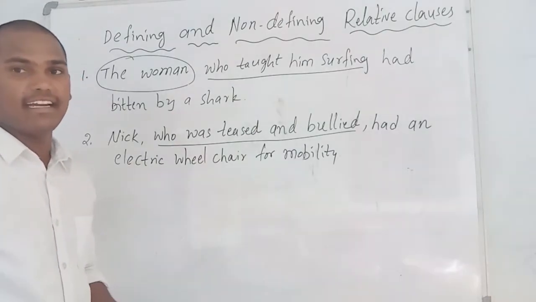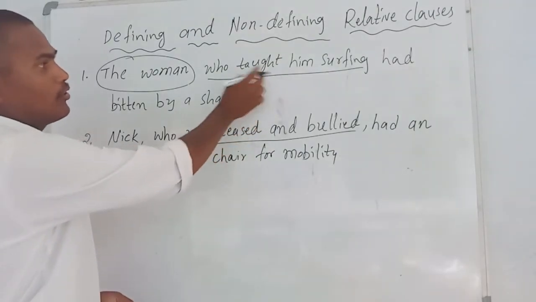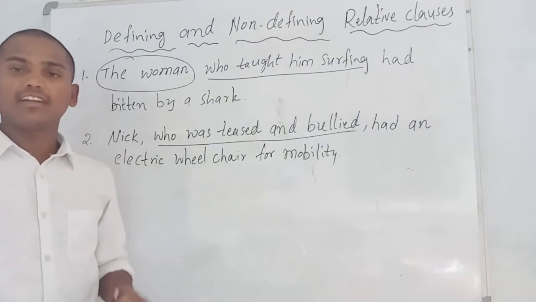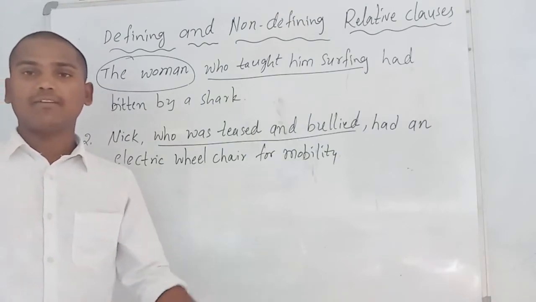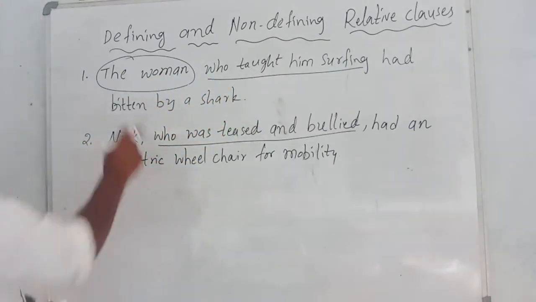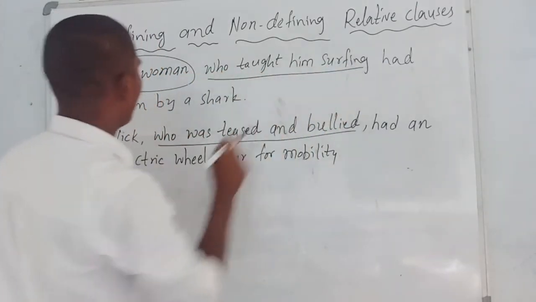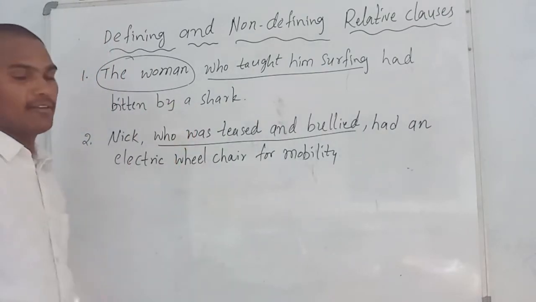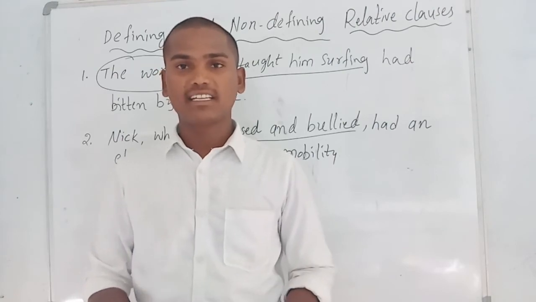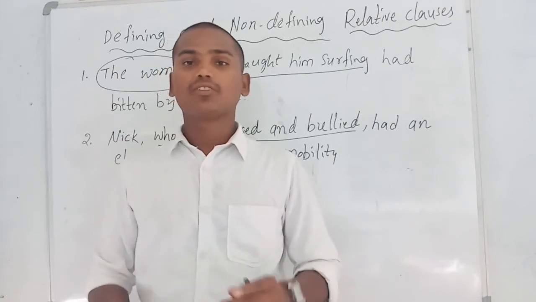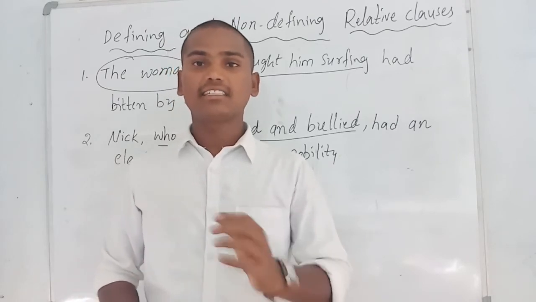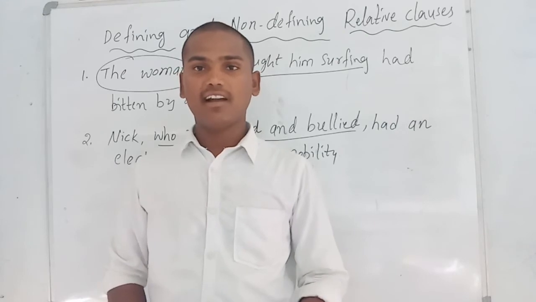How are we getting identity? Because of these words: who taught him surfing. Basically, him in the sentence refers to Nick, sir. So Nick learned surfing from Bethany Hamilton. Because of that we can definitely identify her. So the woman who taught him surfing had been beaten by a shark. It is called a defining relative clause. A defining relative clause basically doesn't have any identity by itself, so some other part of the sentence gives the word its identity. Such clauses we call defining relative clauses in English.